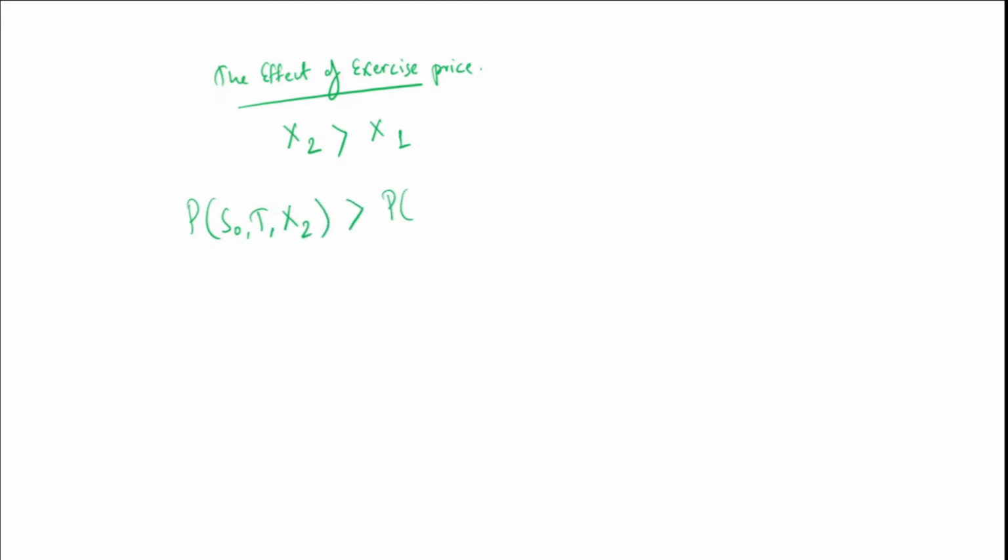The effect of exercise price. We're given two exercise prices X2 and X1, where X2 is greater than X1. Then in such a scenario, the option with a higher exercise price will have a higher put value. So we can write put option with S naught, T, X2 greater than T, X1.